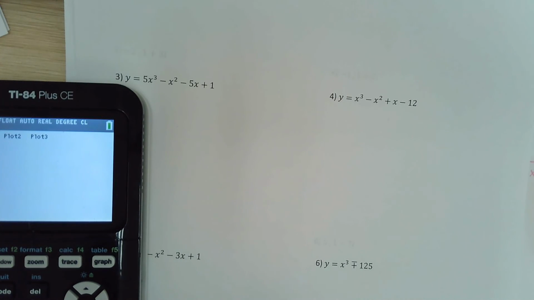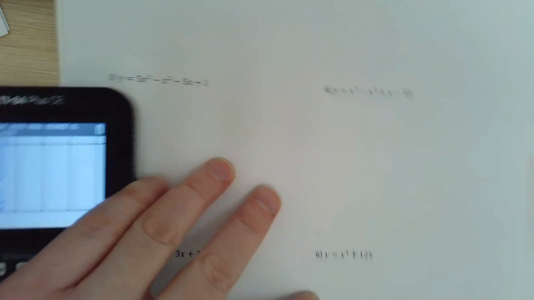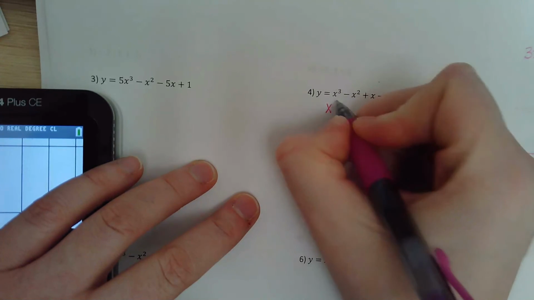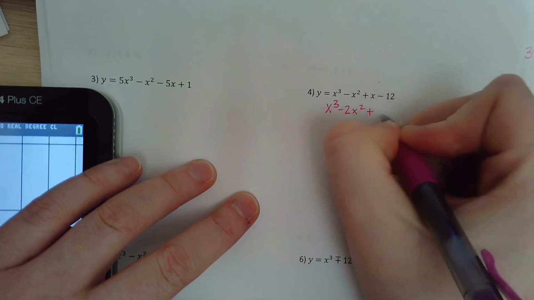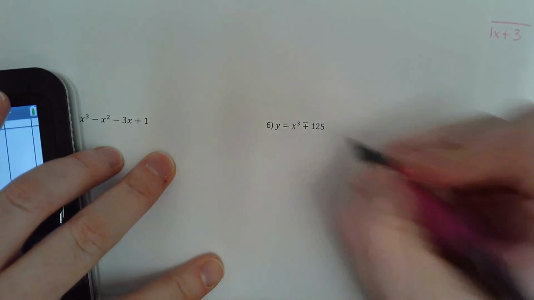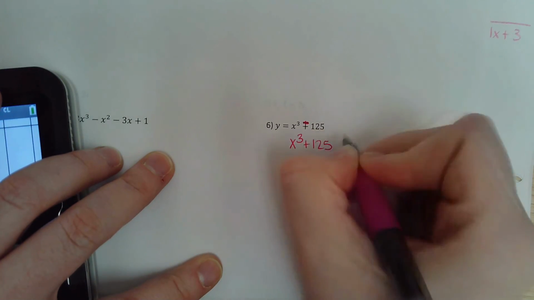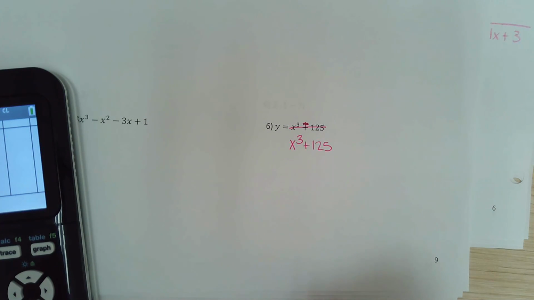So x cubed minus x squared minus 2x squared plus x minus 12. Yeah, so that needs to be a 2. So on your homework, this should be x cubed minus 2x squared plus x minus 12. And then the one down here on the bottom, this should not be there. So it should just be x cubed plus 125. Okay? So you're going to find all the zeros and prove with division.